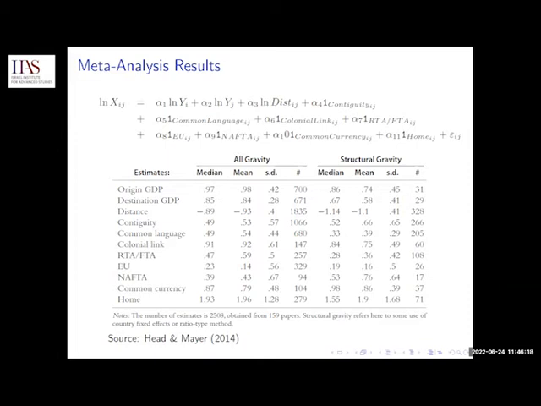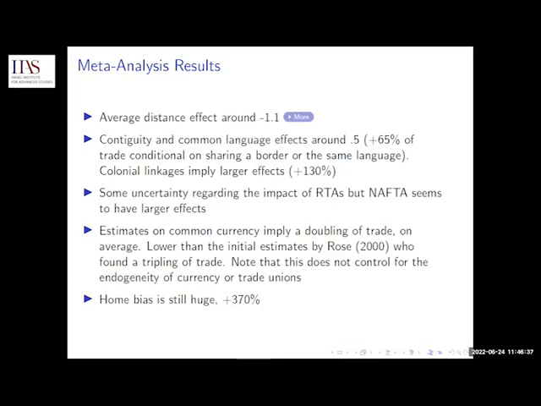And as I said earlier, there are also some papers that are using intra-country data so that they can identify by how much countries trade with themselves more than with foreign countries. And this always finds a very strong positive effect. So just to give average numbers, the average distance effect is around -1. Contiguity is associated on average with 65% more trade. Colonial linkages are very important as well.